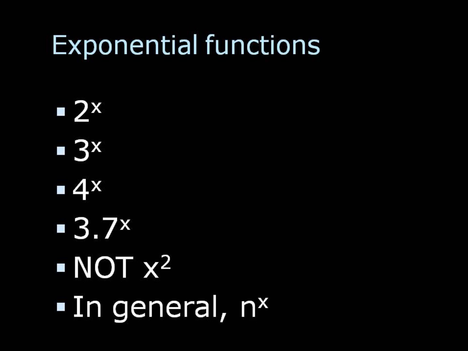Now it's not like x squared. X squared you might have met before. It's just a parabola. It's an example of a polynomial function, x squared, but it's not x squared, it's the other way around. It's 2 to the power of x, not x to the power of 2. So in general, an exponential function is some number to the power of x, n to the power of x.